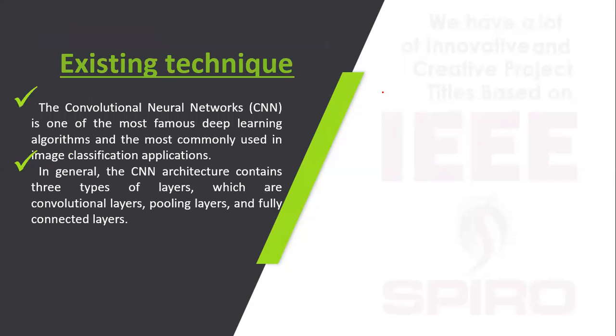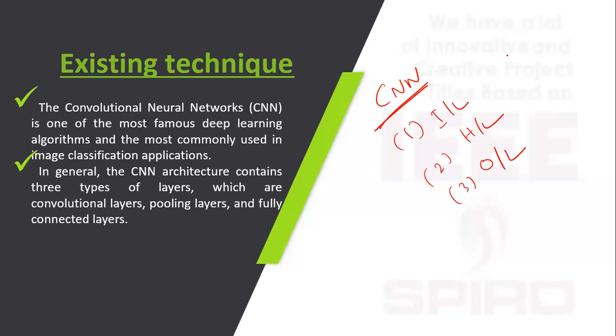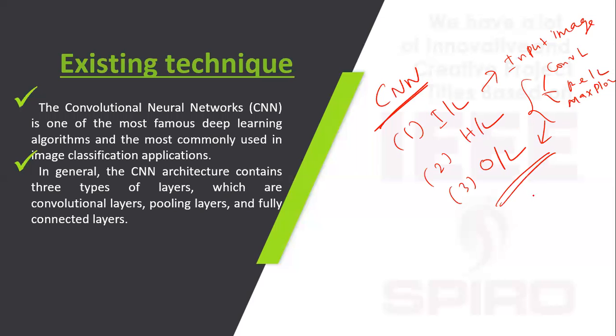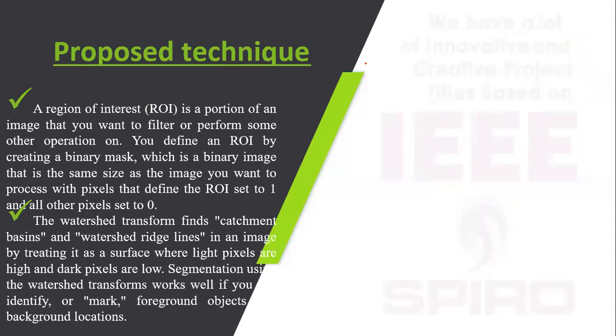In existing work, they used a CNN. The CNN consists of three layers: an input layer, a hidden layer, and finally an output layer. In the input layer, they used an input image. In the hidden layer, they used three layers: convolutional layer, ReLU layer, and max pooling layer. These are the feature layers from the CNN, and finally the output layer identifies the tumor from the image.